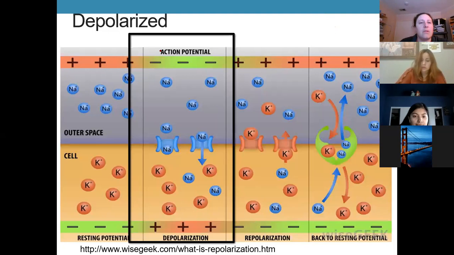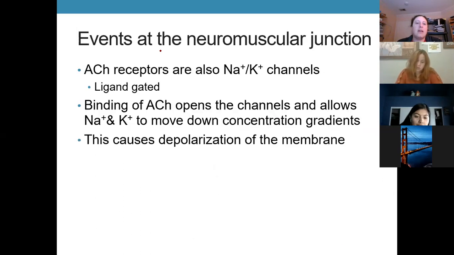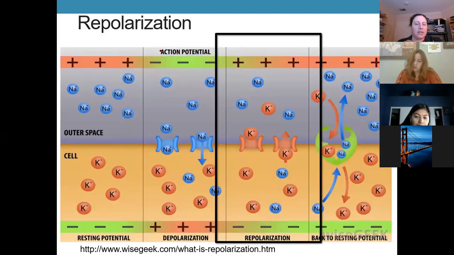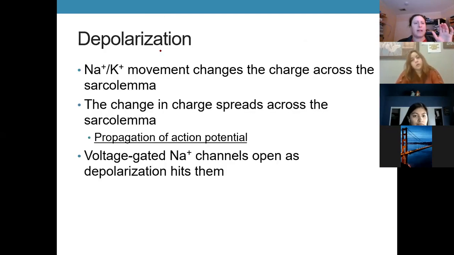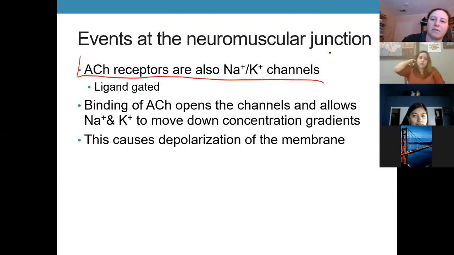Okay, so this is important enough that I break down the basic events of how that happens, and then I give you the specifics of what's occurring because it's happening at the neuromuscular junction, and we're triggering the entire muscle cell depolarization, repolarization, or muscle cell action potential by sending the acetylcholine across this synapse.